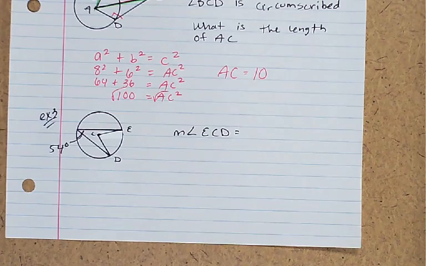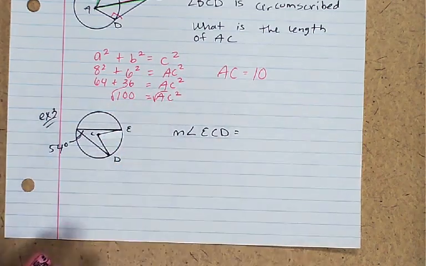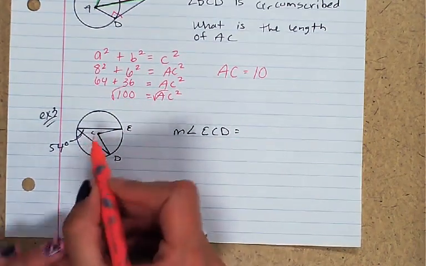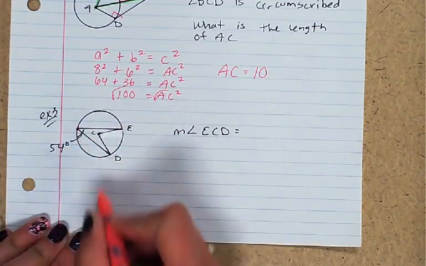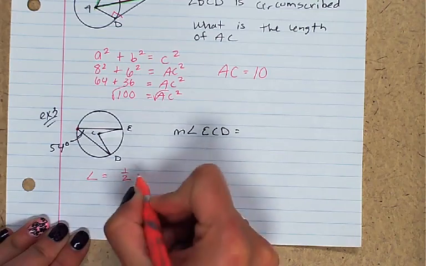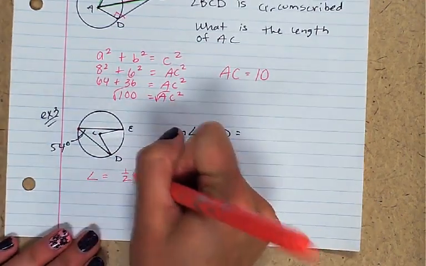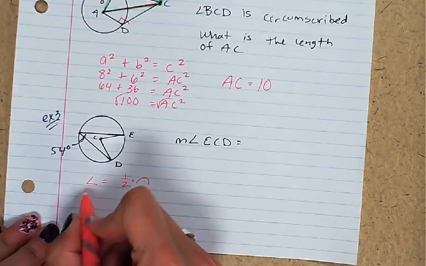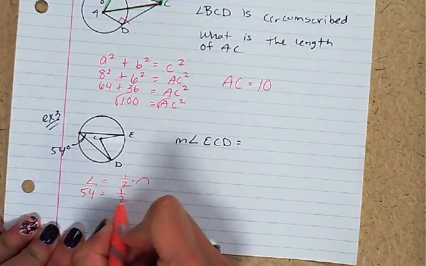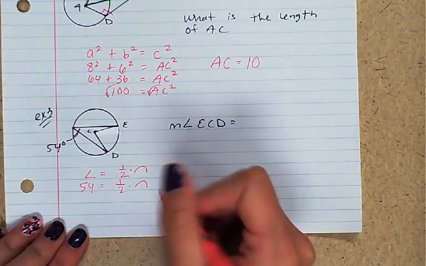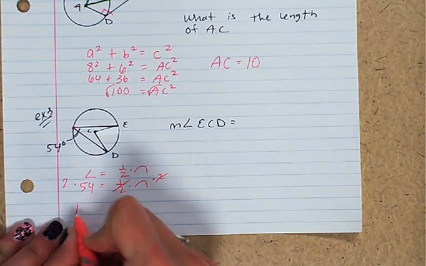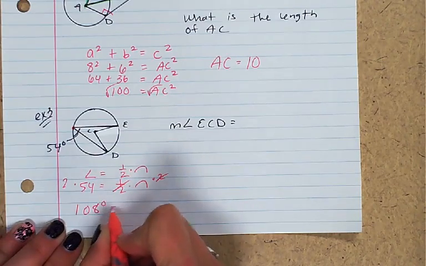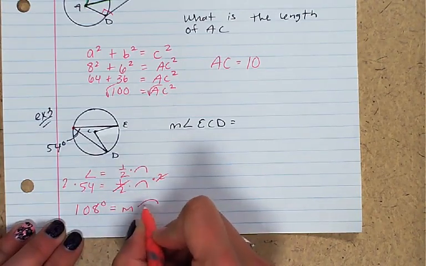This last one here, we have a central angle and an inscribed angle. And we need to figure out what the measure of the central angle is here, this ECD. So if the inscribed angle is 54 degrees, remember when your vertex is on the side of the circle, the angle is half of the arc. Of means multiply. So we know that the angle is 54, and that's half of the arc. So to undo the half there, we would just multiply both sides by 2. So 108 degrees is the measure of arc ED.